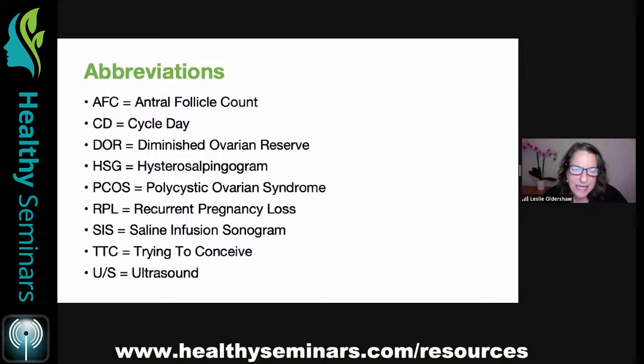CD stands for cycle day. We've got DOR for diminished ovarian reserve. HSG for hysterosalpingogram, because who can say that? It's a mouthful. PCOS, again, much quicker to say than polycystic ovarian syndrome. RPL for recurrent pregnancy loss. SIS for saline infusion sonogram. TTC for trying to conceive, and US for ultrasound.